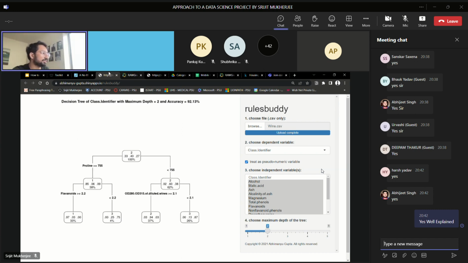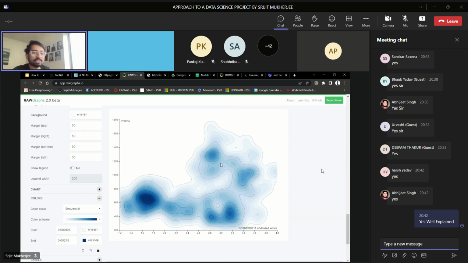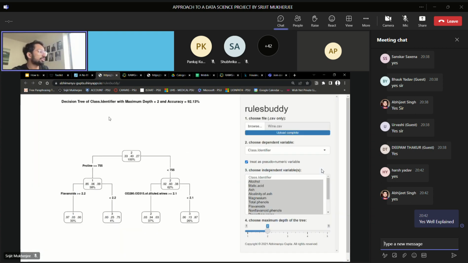If I take a smaller tree length, it makes the tree deeper and deeper. That's why it was hard for you to understand. Again, for proline and diluted wine, you can see that this cluster is giving one data set and this cluster is giving another, and there's a simple boundary out there. You can easily understand that. And for flavonoids and chlorine, you can do the same and get the difference between 1 and 3.